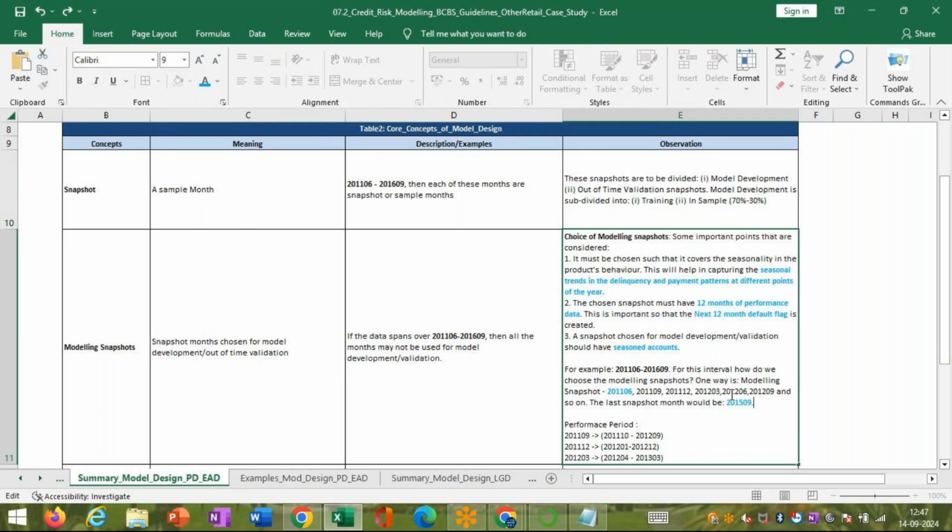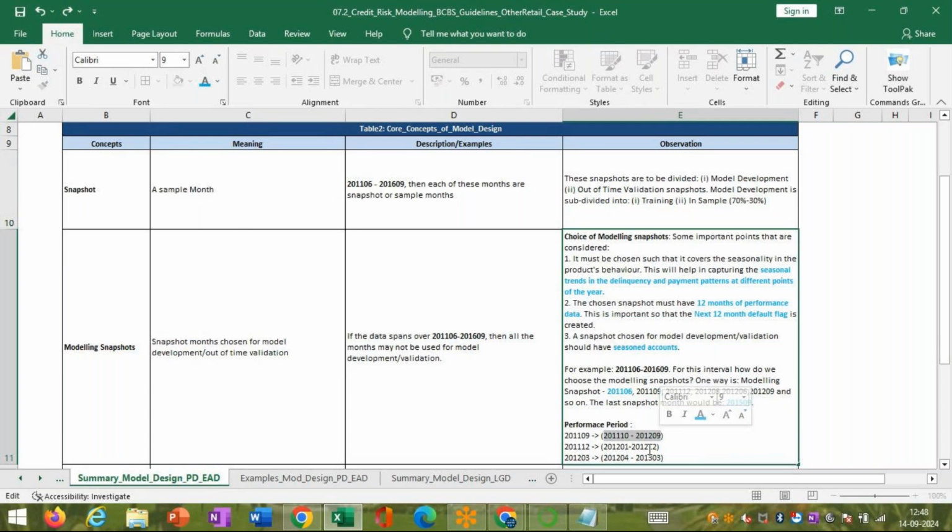So this is something that we need to keep in mind, right? So how would the performance period for them look like? For 2011-09, it would start from 2011-10 to 2012-09, 12 months. 2011-12 is 2012-01 to 2012-12, like this for the next 12 months.